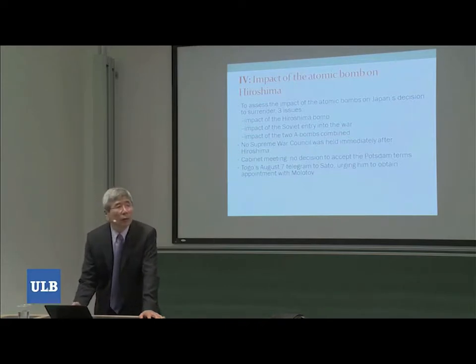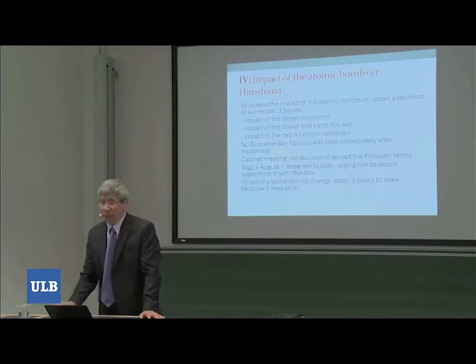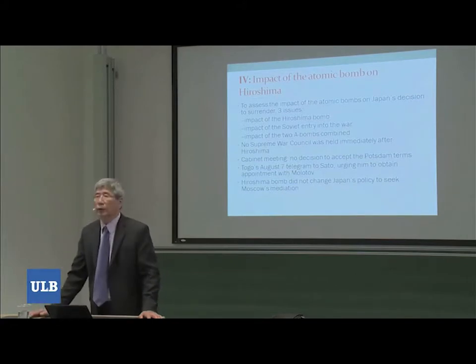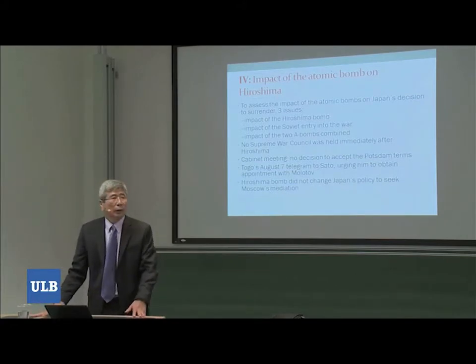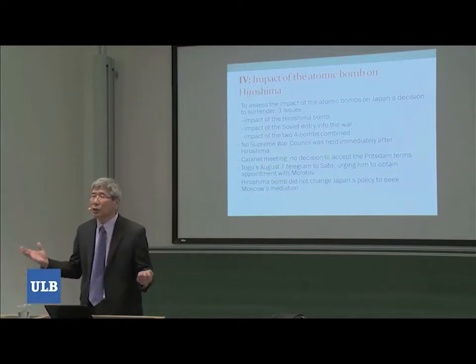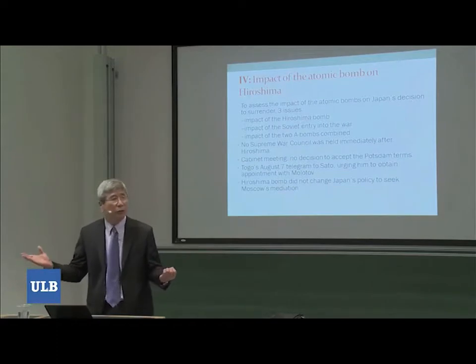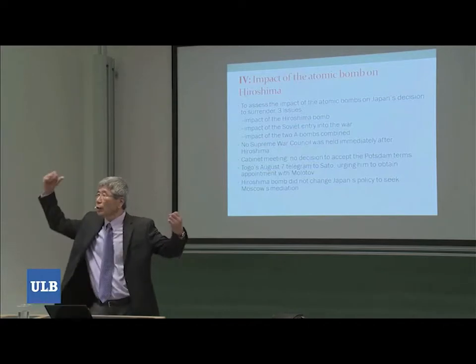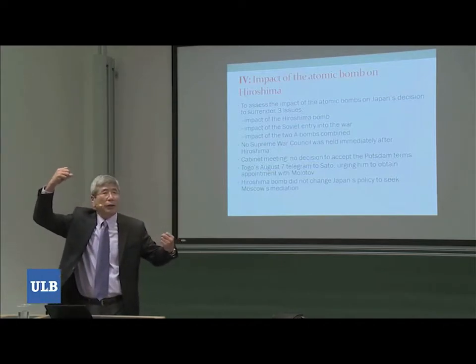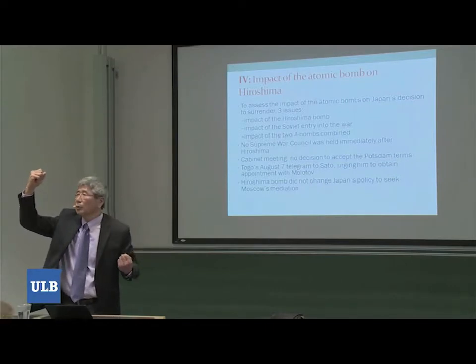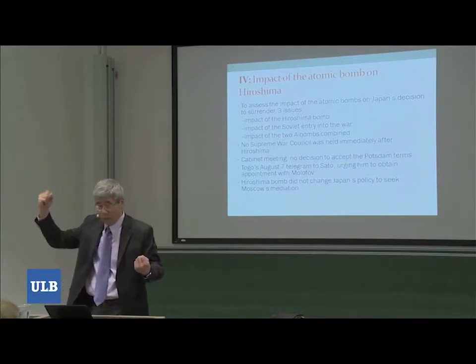And then Sato sent a telegram back, right? In other words, Togo's August 7th telegram means the Japanese government essentially did not change the policy to seek Soviet mediation. They were still hanging on to this last hope, that Moscow would be the last hope to terminate the war. Okay.